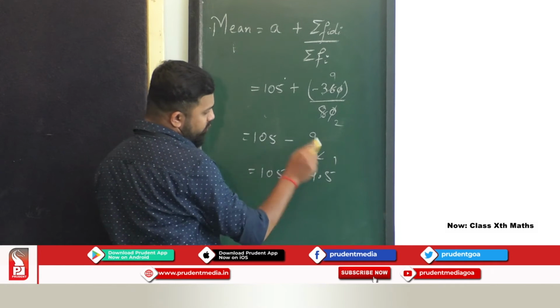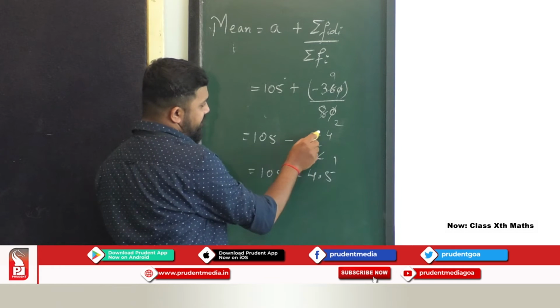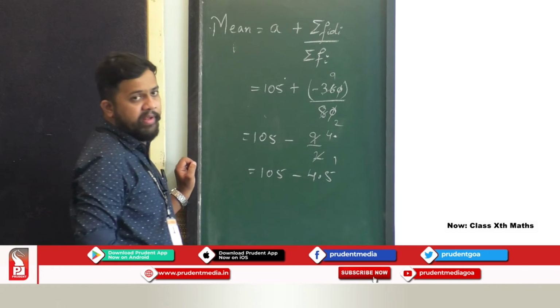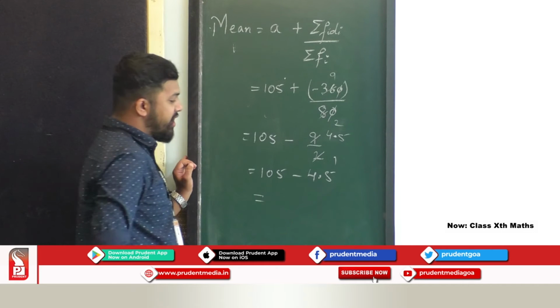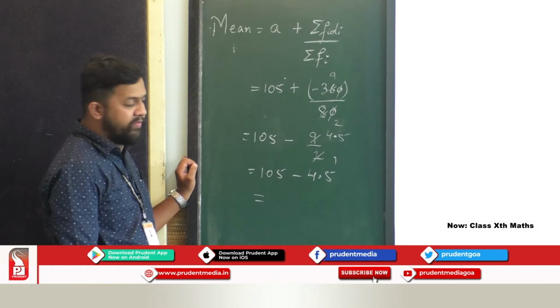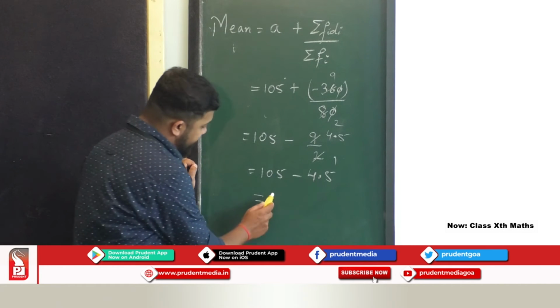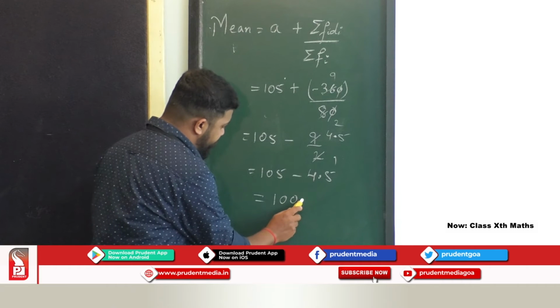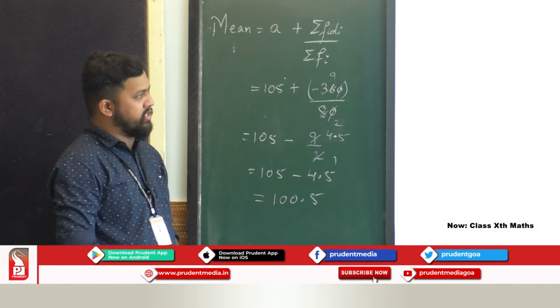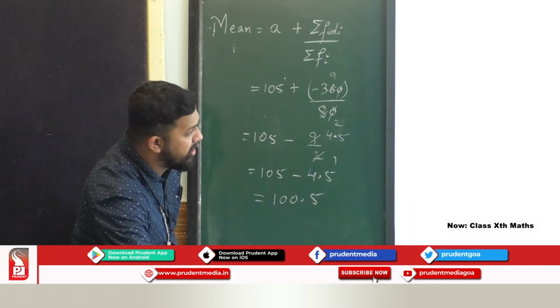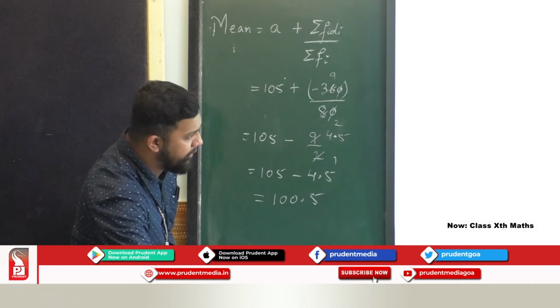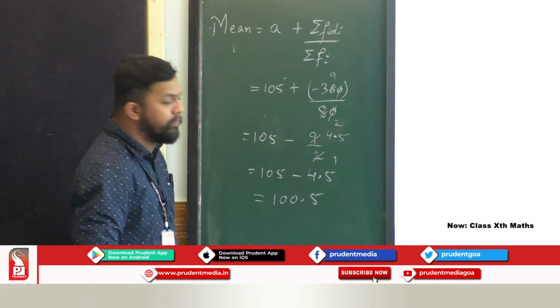See, 2 1s are 2, 2 4s are 8, decimal will come, it became 10, 2 5s are 10. Subtract 105 minus 4.5. So once you subtract, you will get the answer as 100.5. So again, your answer will be lying between the class interval 0 to 180. So this is how to get the mean by using the assume mean method.